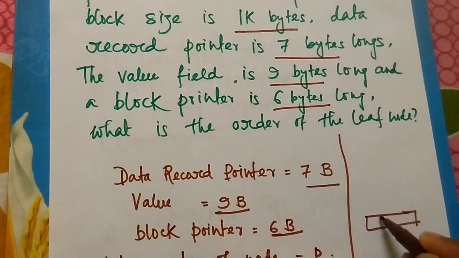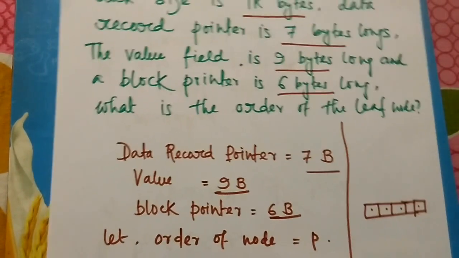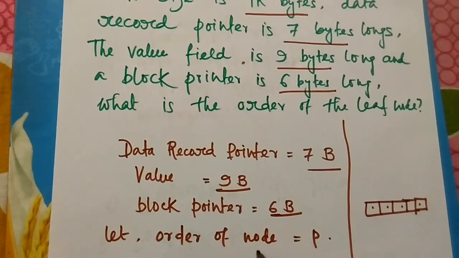So these are the pairs, and only one is for the block pointer. So how many pairs are there? For this we have to know the order of that node. So let's say the order of the node is P.